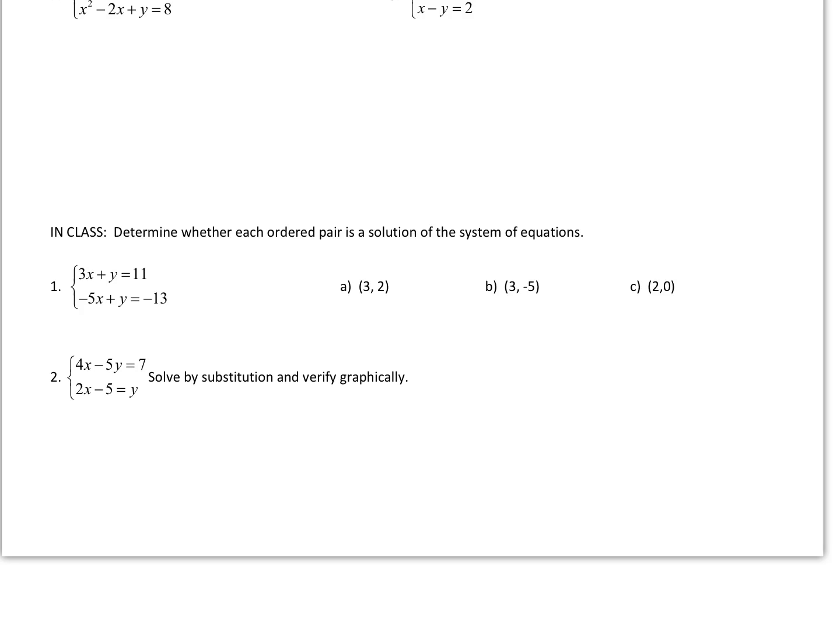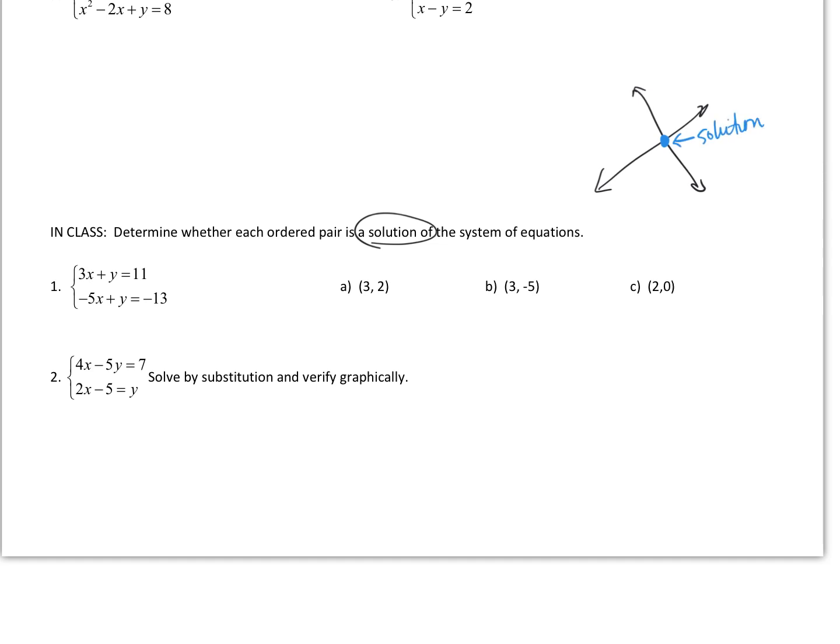Determine which ordered pair is a solution to the system of equations. So what you have to remember is what a solution to a system of equations means. That means I've graphed 2 lines, at least 2 lines. It could be 3. I don't know. A system means more than one equation that's graphed. The solution is the intersection point.